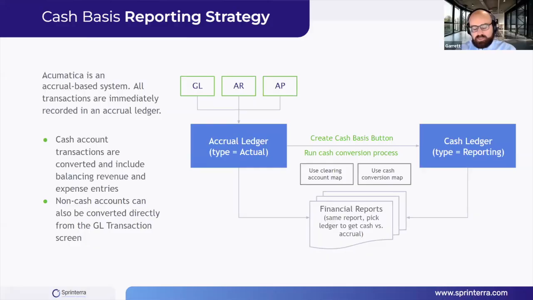So maybe the key takeaway from this particular slide is that the cash basis solution is not removing your accrual ledger that is standard with Acumatica. It's just creating a second ledger, which is going to be populated side by side with the accrual. And then you have access to both, and you'll have the ability to run reporting from either of those perspectives that you choose, depending upon the situation and the scenario.